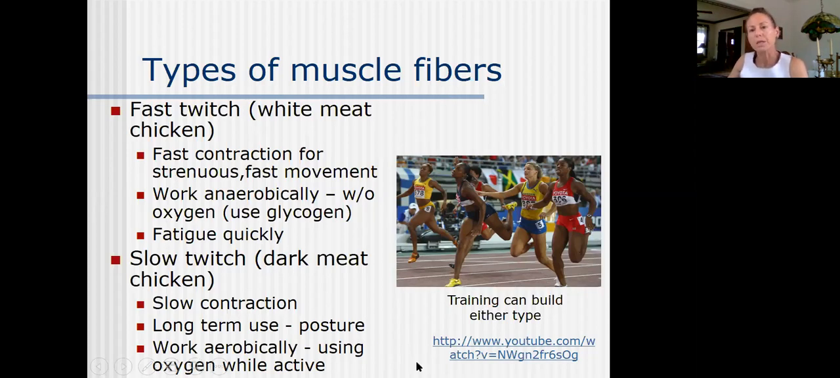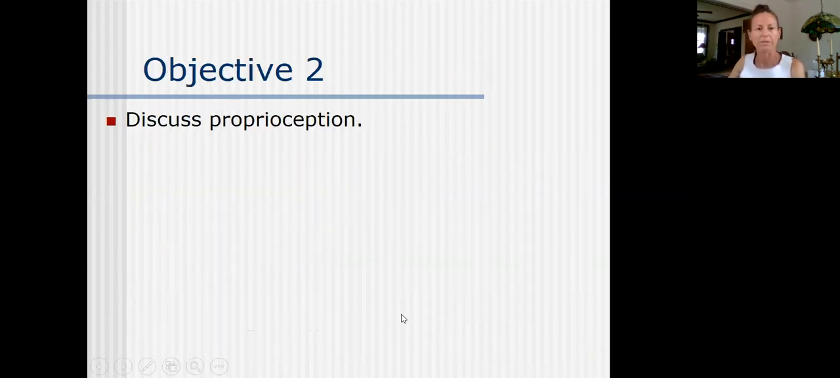The slow twitch muscles are exemplified in dark meat chicken. And you can see that in the legs and in the wings. Those are the slower contraction muscles, and they're really for long-term use, like maintaining posture. So we're using muscles all the time to do that. Those work aerobically, so they do use oxygen while the muscle is active.